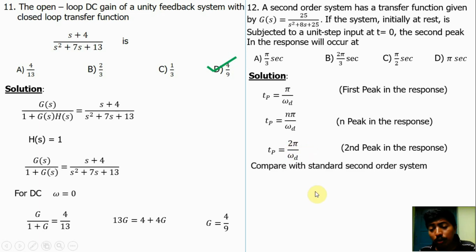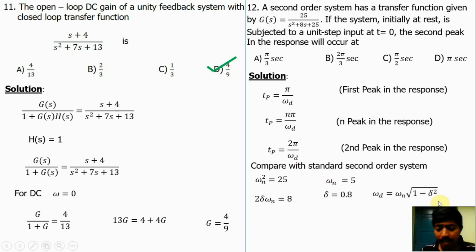Omega d is equal to omega n root of 1 minus delta square. So for the calculation of omega d, the damped natural frequency, we need the delta and omega n values. For this equation, find delta and omega n by comparing this system with the standard second order system. So omega n square is equal to 25, so omega n value is equal to 5. 2 delta omega n is equal to 8, so delta value is equal to 0.8. Delta and omega n are known. Omega d is equal to omega n root of 1 minus delta square. Substitute here. We will get omega d is equal to 3.